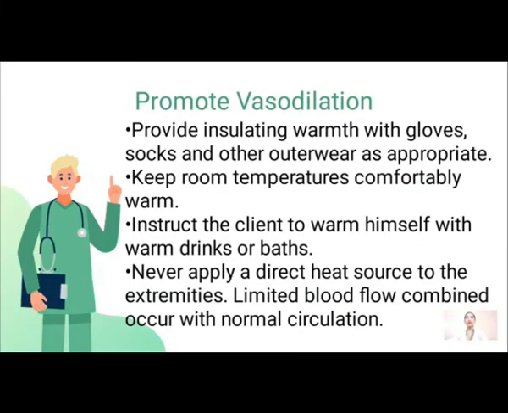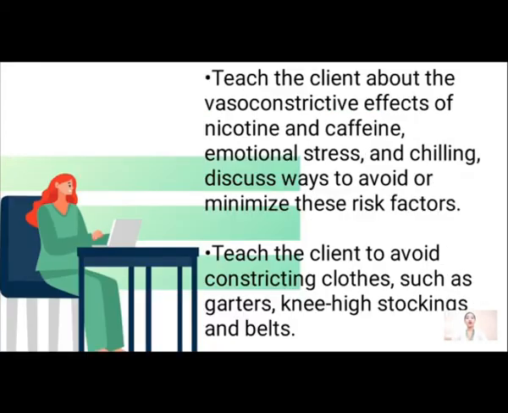Another is keep the client in a neutral, flat, supine position if in doubt about the nature of his peripheral vascular problems. Next is to promote vasodilation. So, provide insulating warmth with gloves, socks, and other outerwear as appropriate. Another is keep room temperatures comfortably warm. Instruct the client to warm himself with warm drinks or baths. Never apply a direct heat source to the extremities. Limited blood flow combined with normal circulation.